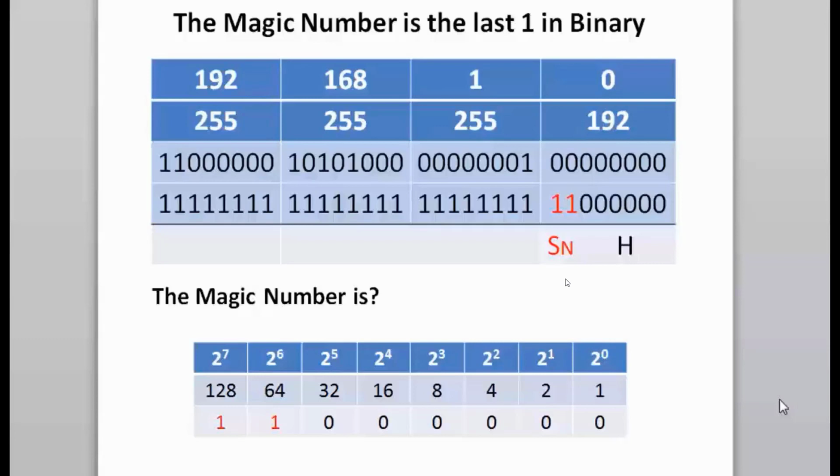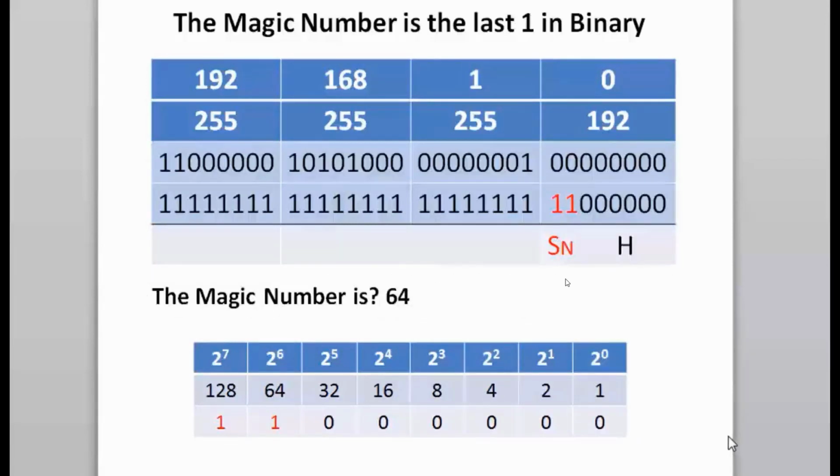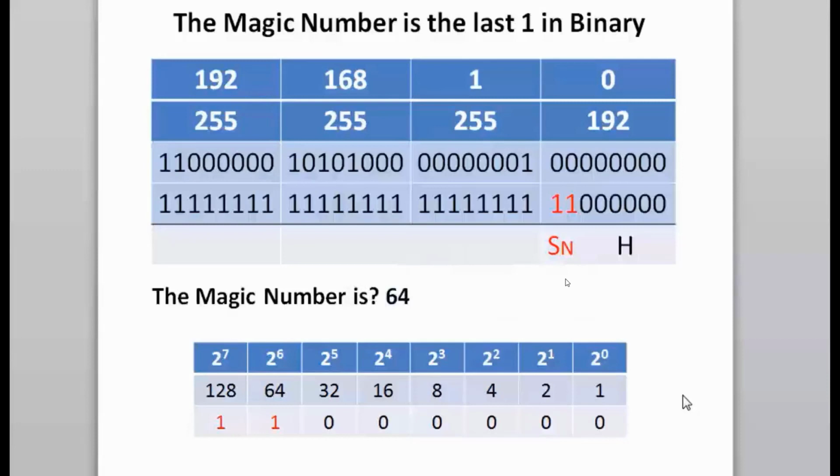Now I have borrowed 2 bits from the host portion of the subnet mask. The magic number is now the last binary one, which in this case is in the 64's place. So the magic number is 64. The magic number tells us how to find our networks and lets us know that the networks will be going up in increments of 64.